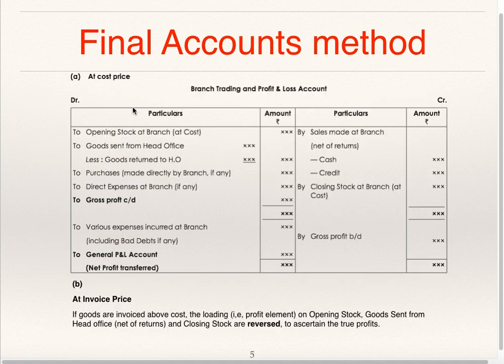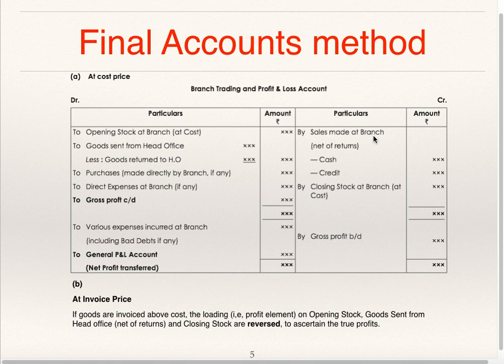This is the format. Branch trading and profit and loss account at cost price. To opening stock at branch. To goods sent from head office less goods returned to head office. Trading account opening stock is to be debited. Goods received from head office minus goods returned to head office is to be debited. Supposing if any purchases are made directly by the branch, it is to be debited as to purchases to trading account. Direct expenses of branch, wages, carriage inward, etc. are to be debited to trading account.